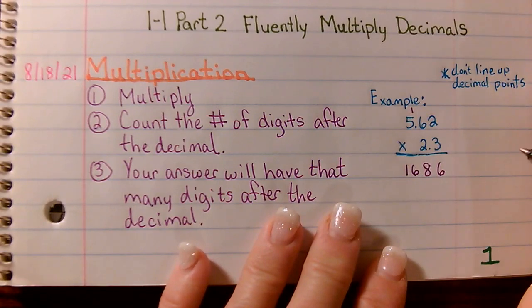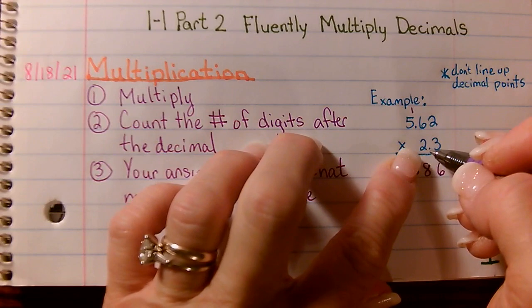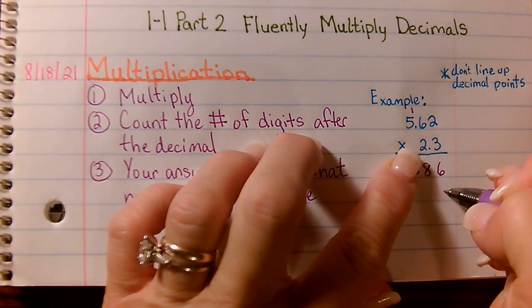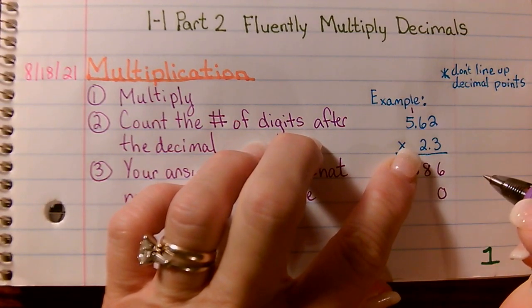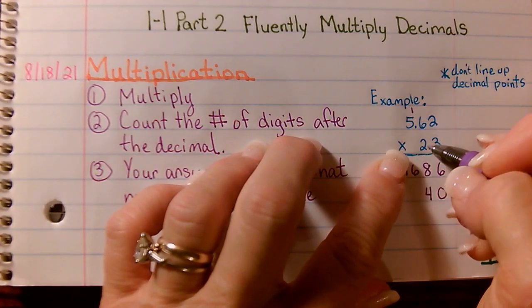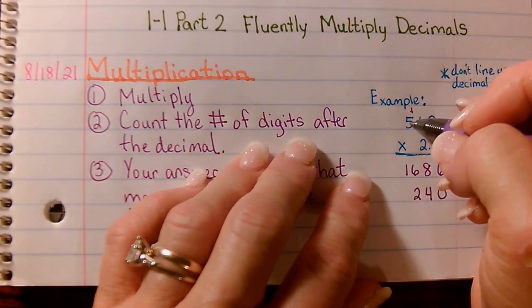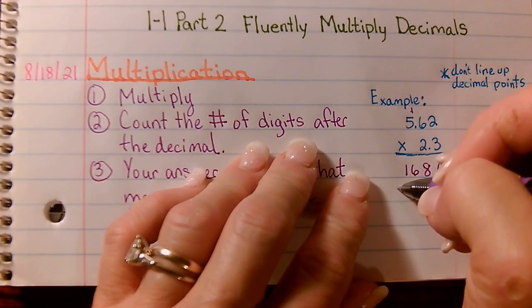Okay? Now, because we're going to have to go with the 2 next, the 2 is in the 10 spot. So that means in the 1 spot, I'm going to put a 0 before I start multiplying. And then 2 times 2 is 4. And 2 times 6 is 12, and I'm going to carry the 1. And 2 times 5 is 10, plus 1 is 11.